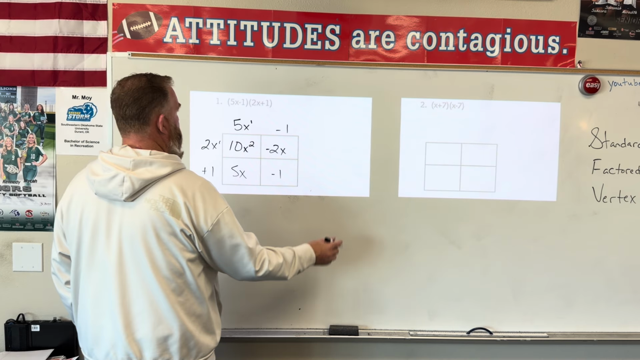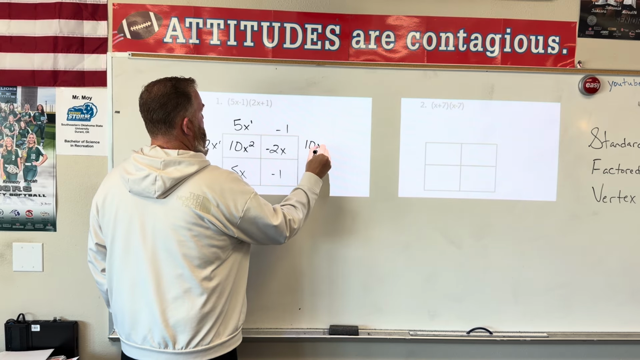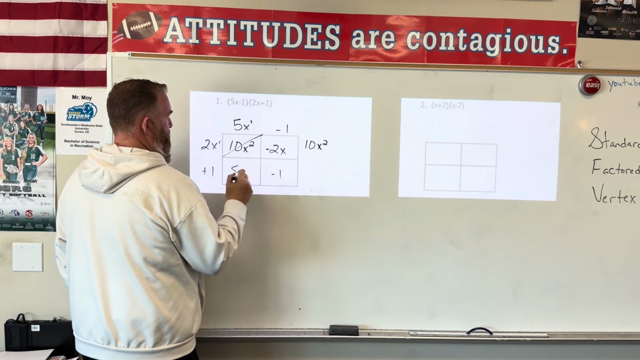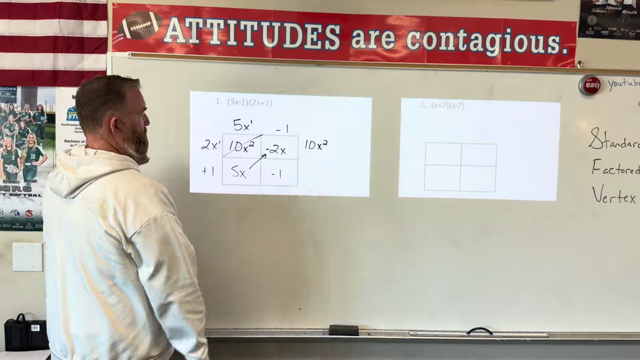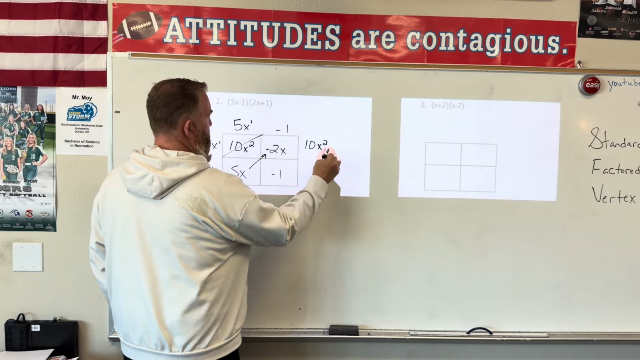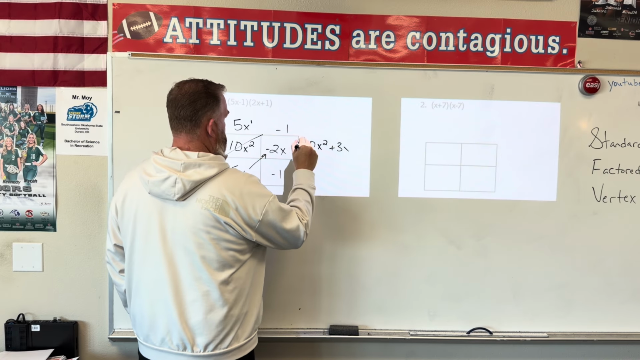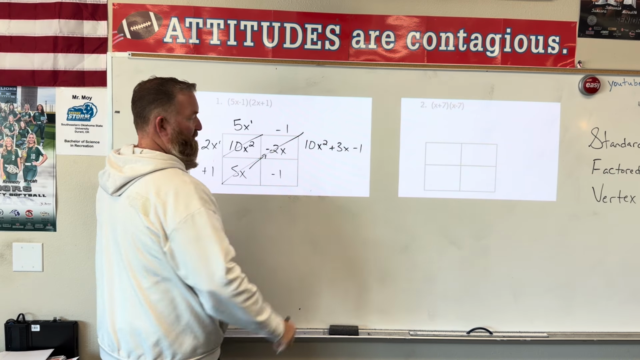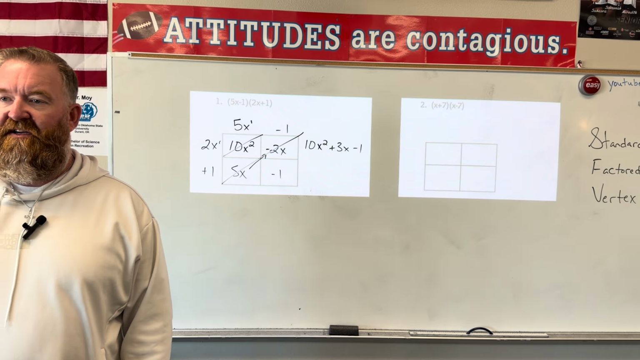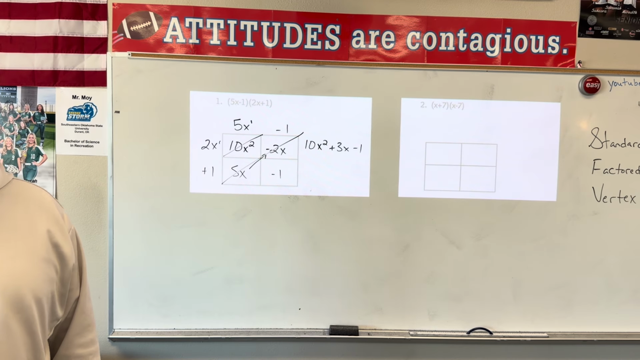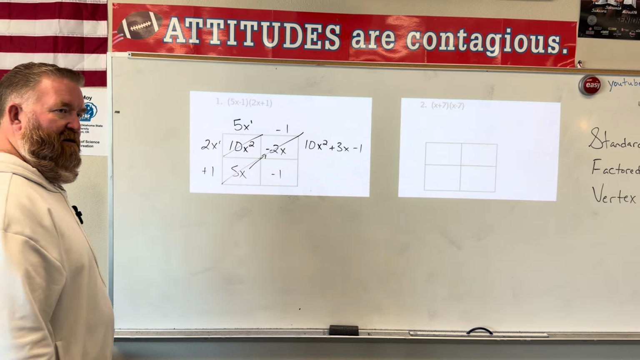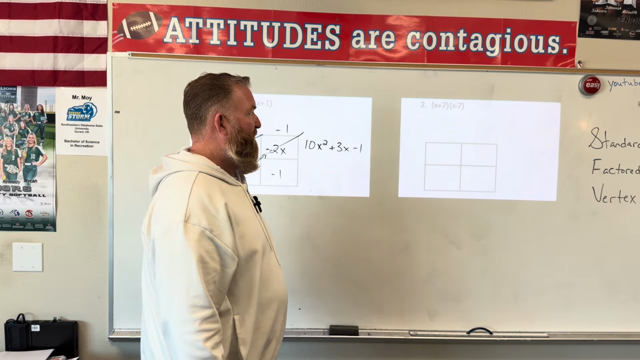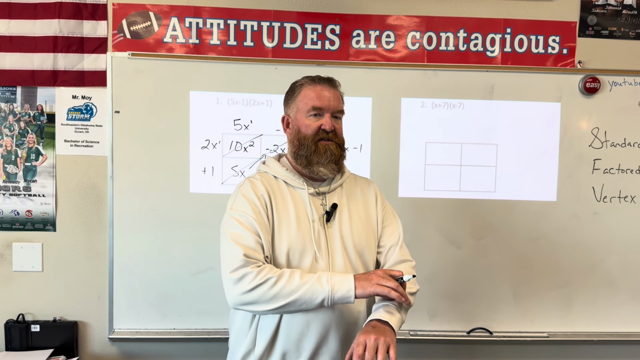Now, start in the top left-hand corner. What do you see? 10x squared. What is 5 minus 2? Positive 3. Positive 3x. So those are done. What's left? Done. You see why the box is nice? Kind of keeps everything nice and organized for you. Very convenient. Okay, do me a favor. I want you to try to do number 2. Go. See if you can figure this one out.